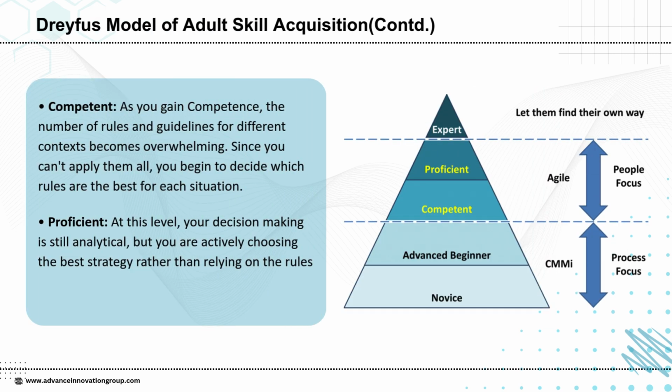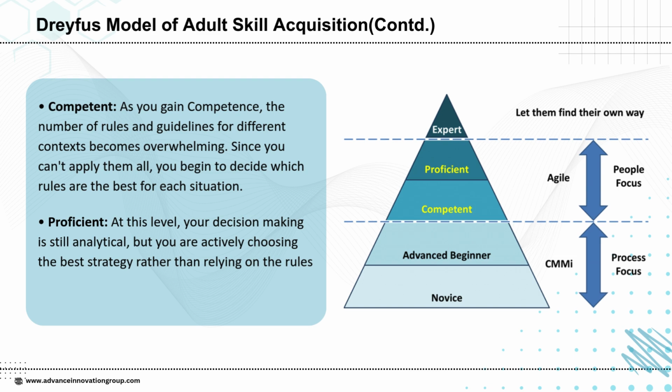The third stage of the Dreyfus model is the competence stage. At this point, learners have been exposed to many rules and guidelines across different contexts. However, applying all of them becomes overwhelming, so they begin to evaluate and decide which rules are the most appropriate for a given situation. This stage is marked by more conscious decision-making, where learners plan and take responsibility for their actions. It's also the stage where they start feeling more confident but still require effort and analysis to perform effectively.